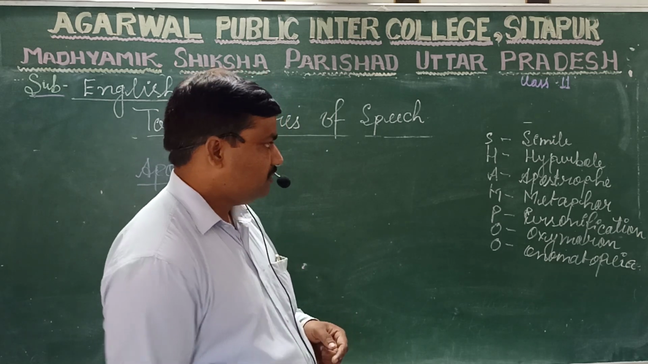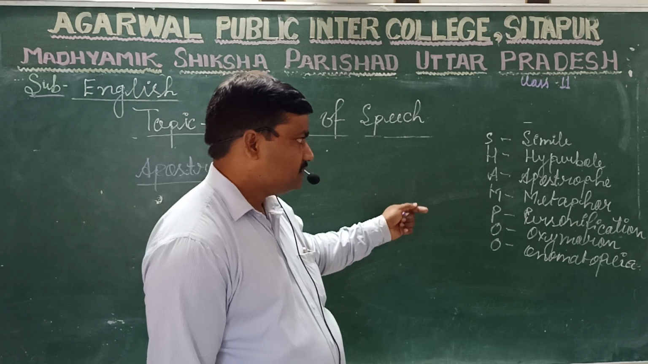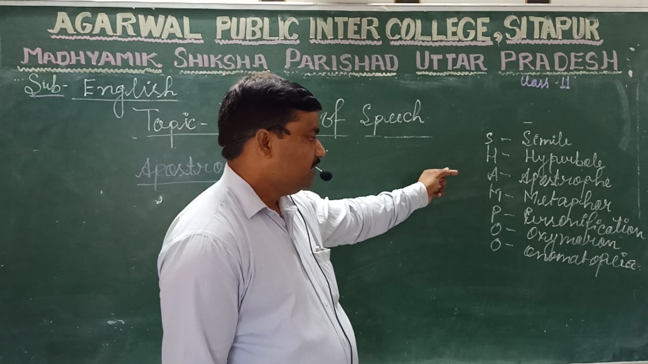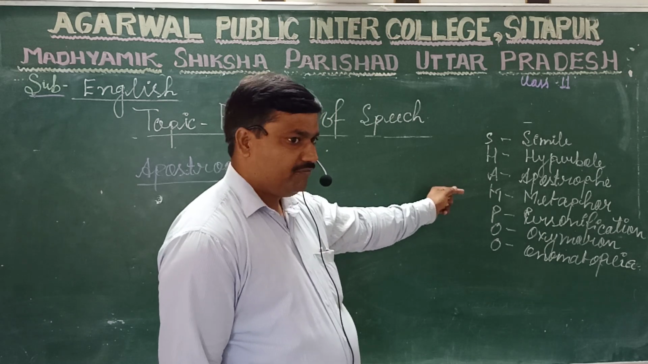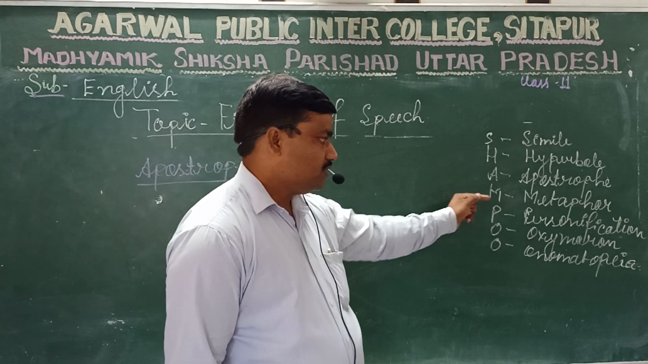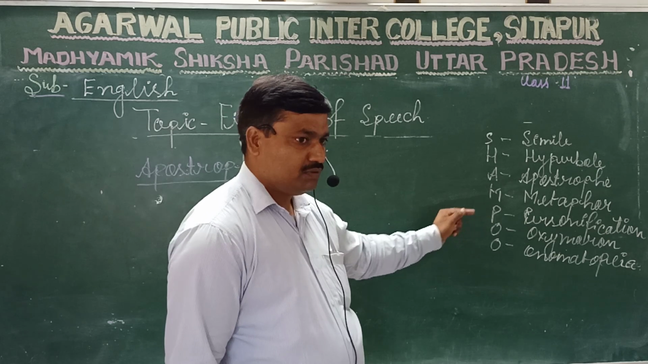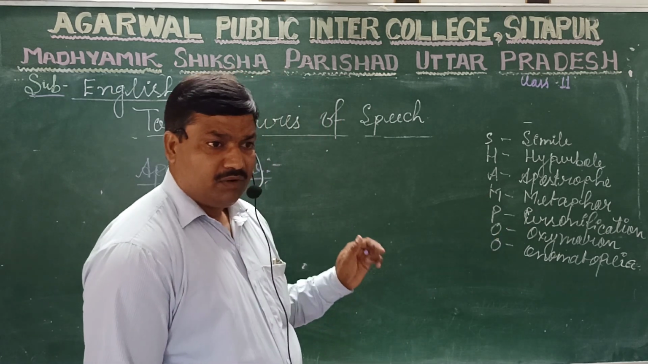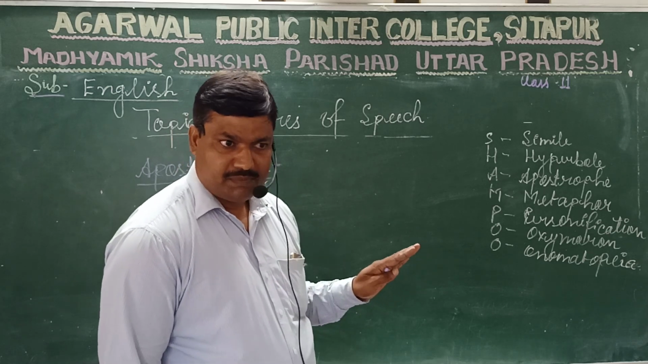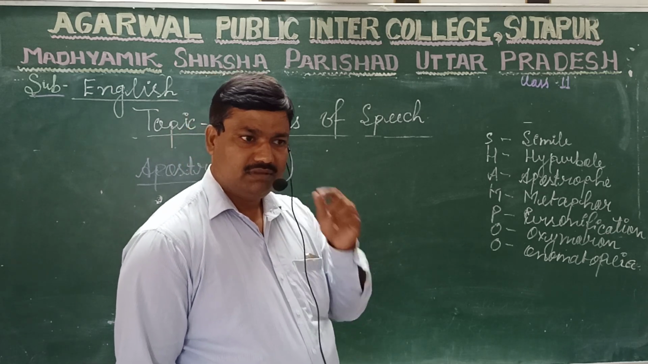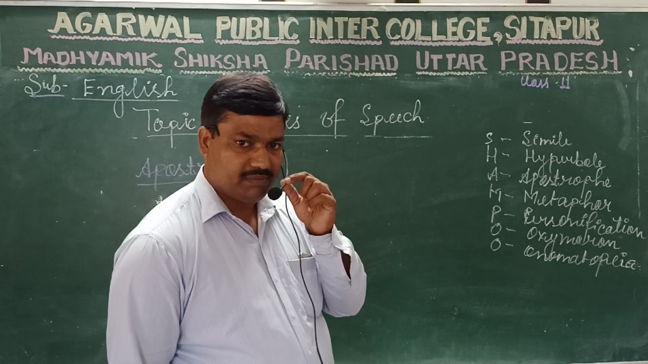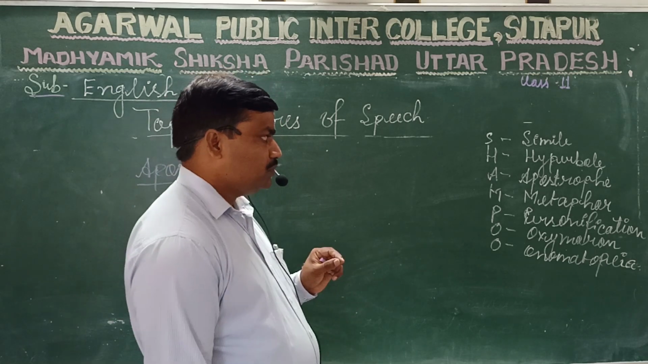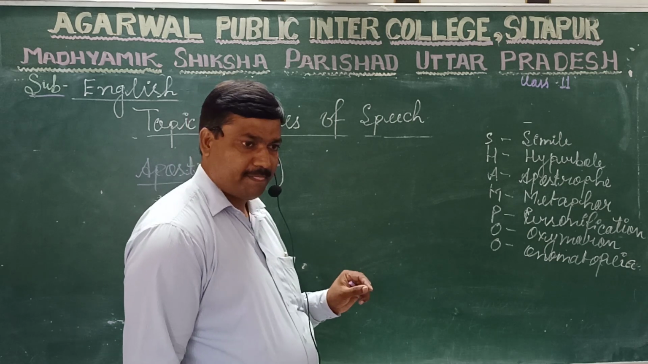I would like to explain these alphabets. S for simile, H for hyperbole, A for apostrophe, M for metaphor, P for personification, O for oxymoron, and O for onomatopoeia. Only these figures of speech are prescribed in your syllabus. Now, I am going to explain apostrophe.